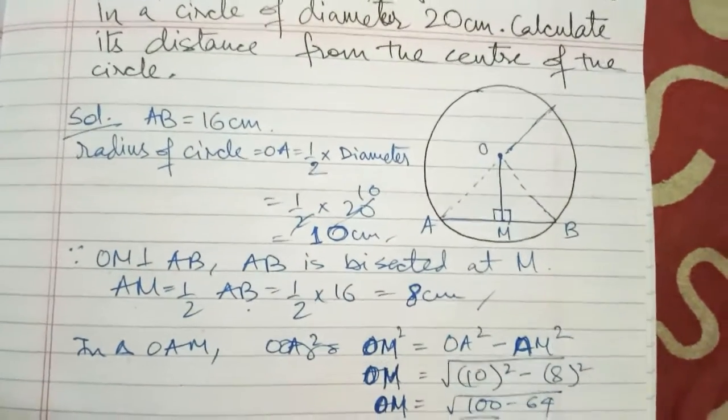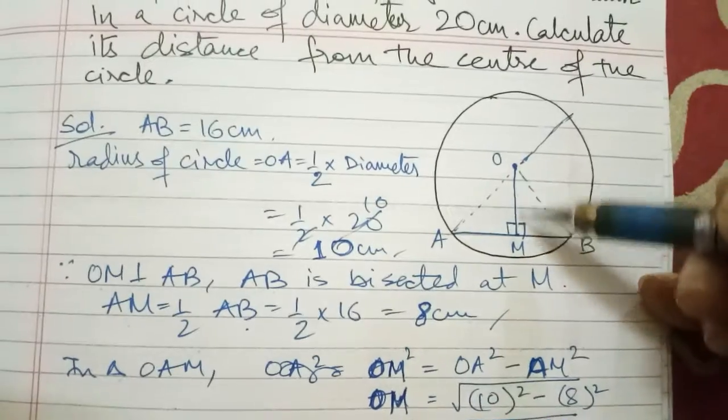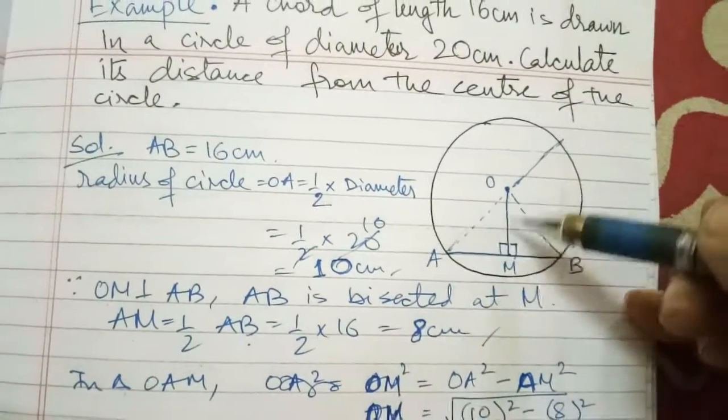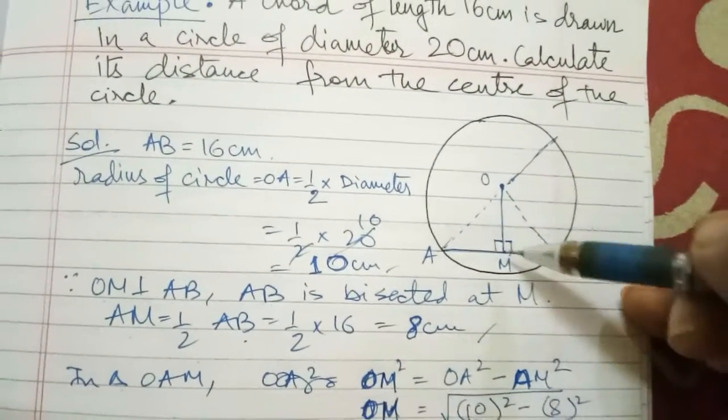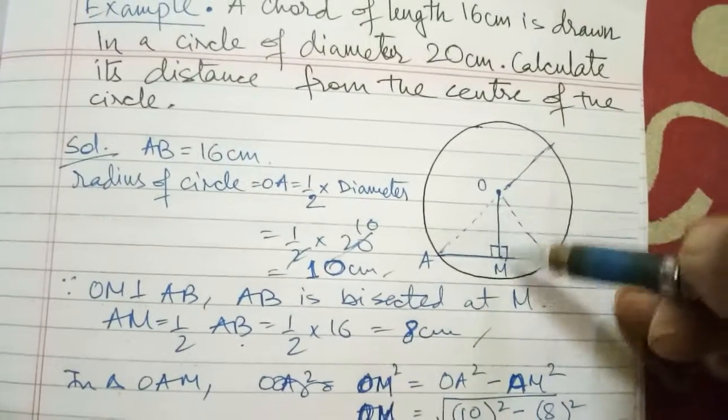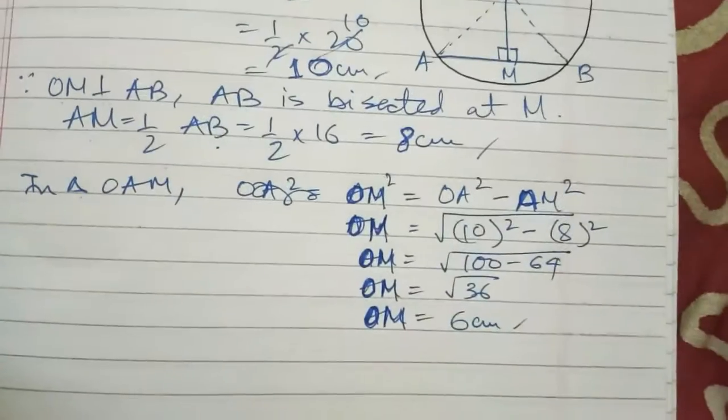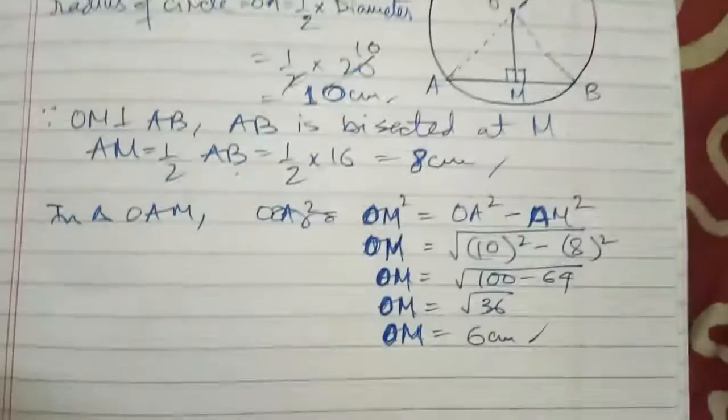Now from here we have to find out this side, OM. See, this triangle is a right angle triangle, and we have done the Pythagoras theorem. By using the Pythagoras theorem, we find the value of OM. See, OM equals 6 centimeter.